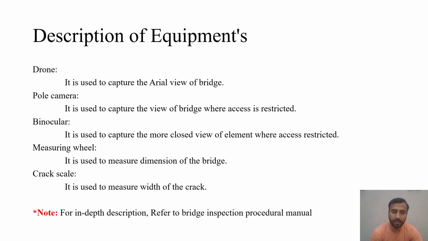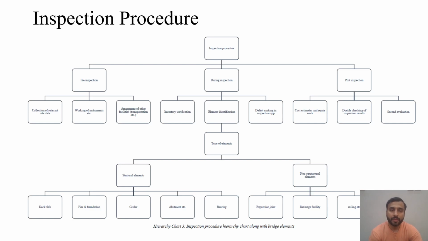For a full in-depth description, we have formulated a bridge inspection procedure manual and a bridge inspection and diagnosis manual in collaboration with JICA, which I will upload in the comments of this video so it can be referred to for further information. The inspection procedure can majorly be categorized into three components: pre-inspection, during inspection, and post-inspection activities.